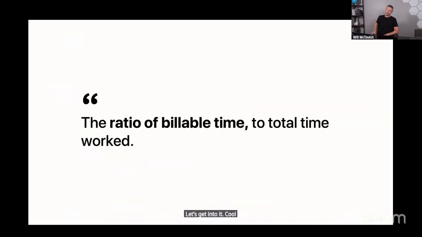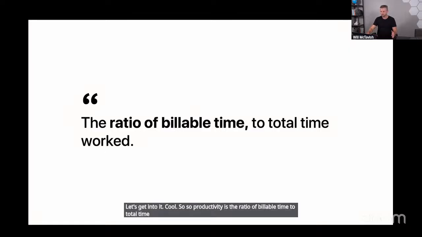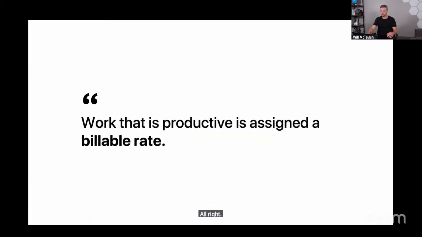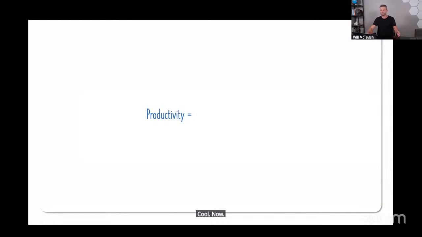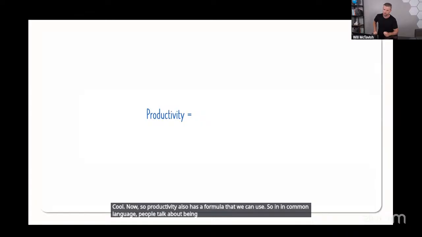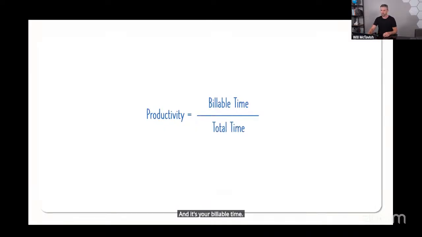Cool. So productivity is the ratio of billable time to total time worked. Another way to think about it is work that is productive is assigned a billable rate. Productivity also has a formula that we can use. In common language, people talk about being productive as being focused. But in a business context, and particularly in the context of an accounting firm, productivity is something we can measure with a formula, and it's your billable time divided by your total time.